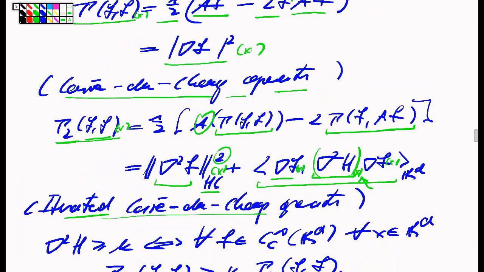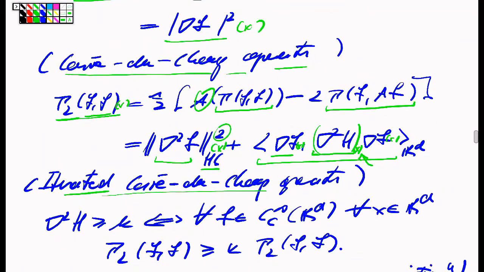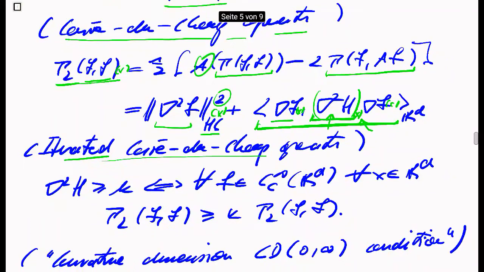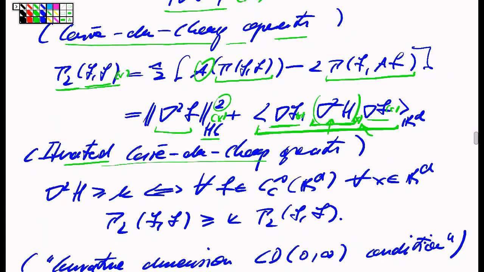We have the Carré-du-champ operator and we have the second order Carré-du-champ operator. And then if we compare these two expressions and relate this to our assumption on the Hessian, on the second order derivative of the function h, the Hamiltonian, we see that if the Hessian as a quadratic form is bounded from below by a certain constant k, then we can replace this quadratic form, or this inner product. This provides an upper bound for the corresponding norm of the gradient of f squared.